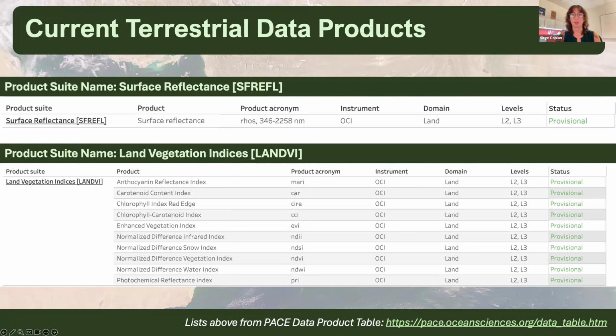And then derived from those reflectances is a suite of 10 vegetation indices, some of which are your classic ones: NDVI, EVI, the water indices. But then we have those four hyperspectral-enabled VIs that get at biochemistry in plant canopies. So we have the chlorophyll index red edge, the carotenoid and anthocyanin content indices, and the photochemical reflectance index.